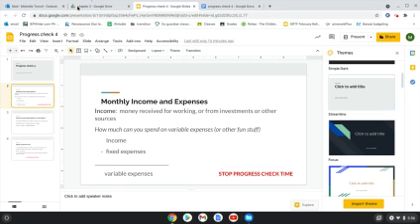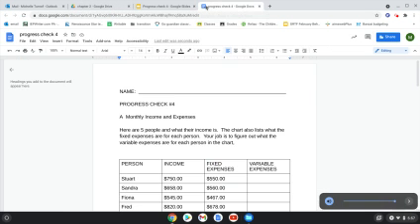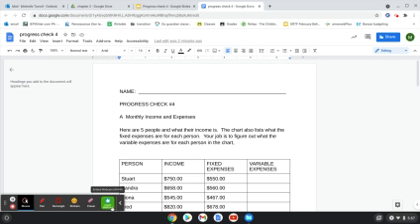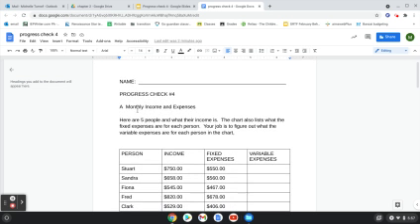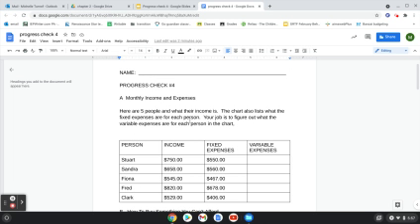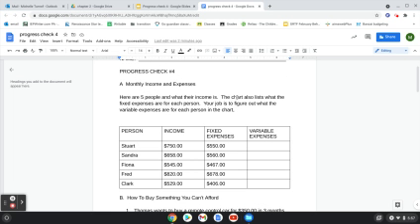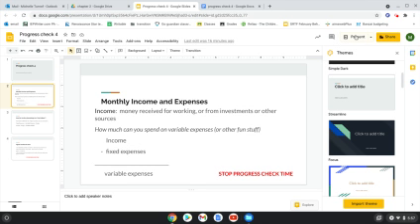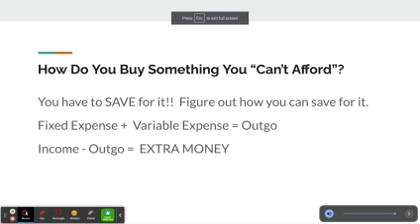So we're going to start. What I would do now is take a little break from the video and go to progress check number 4, part A. Here are 5 people and what their income is. The chart also lists what the fixed expenses are for each person. Your job is to figure out what the variable expenses are for each person. It lists each person, how much they make, their fixed expenses, and then you can figure out their variable expenses. All right, let's go back after you finish all that.